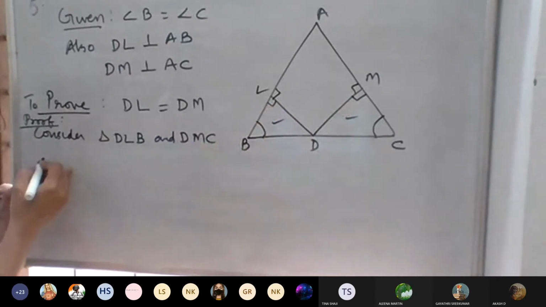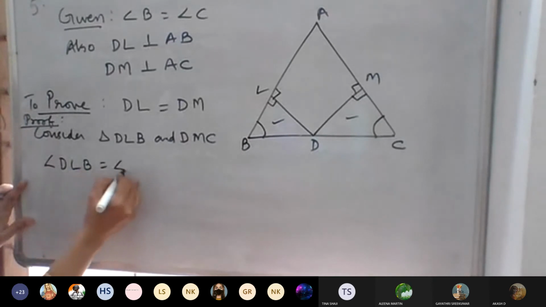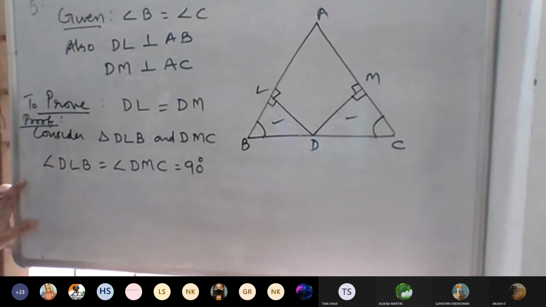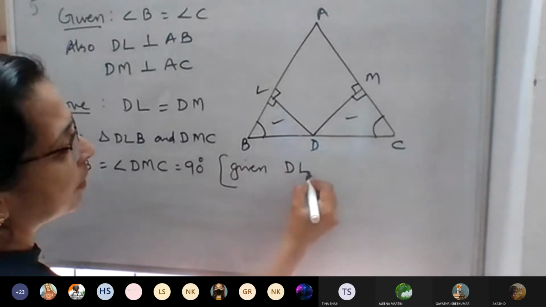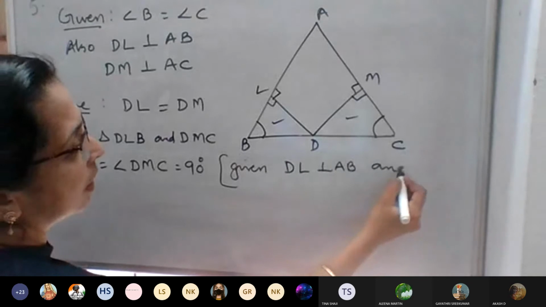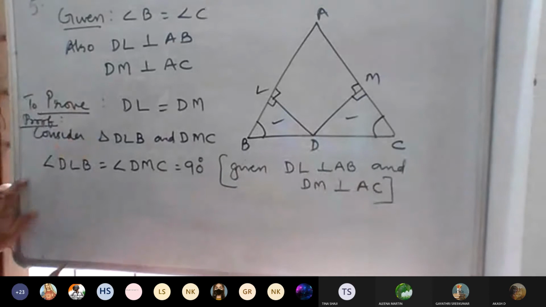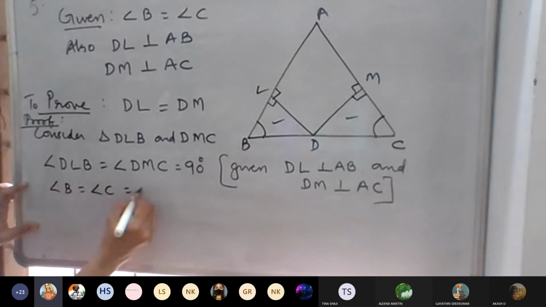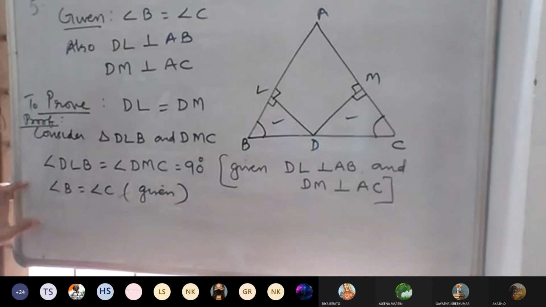These two angles are equal, that is 90 degrees. Angle DLB is equal to angle DMC is equal to 90 degrees. Given: DL is perpendicular to AB and DM is perpendicular to AC. Then also given angle B is equal to angle C. So two angles we got.